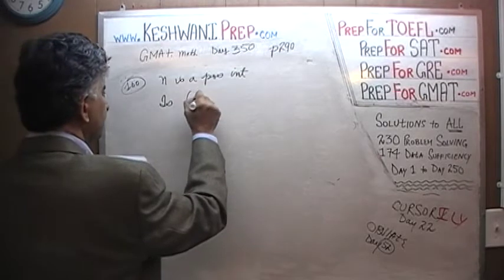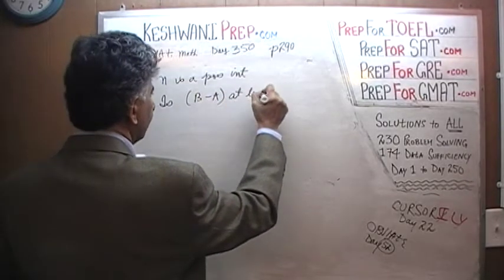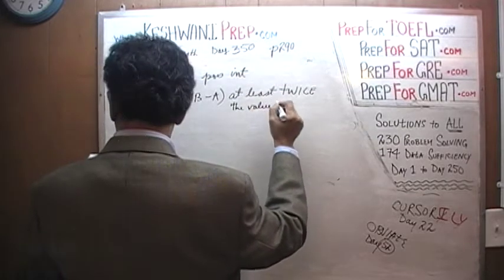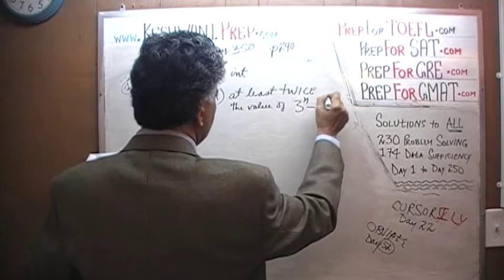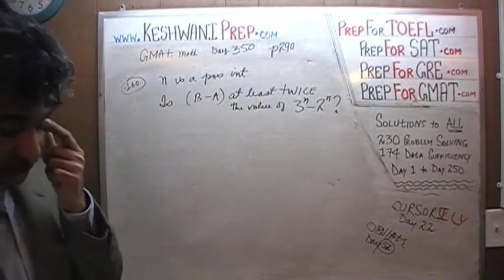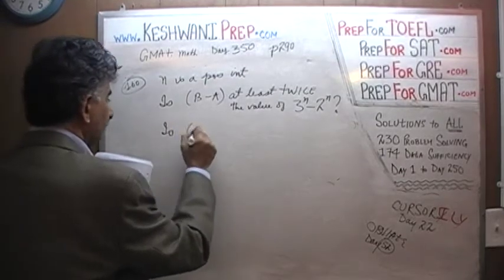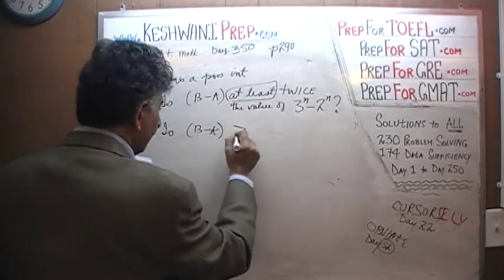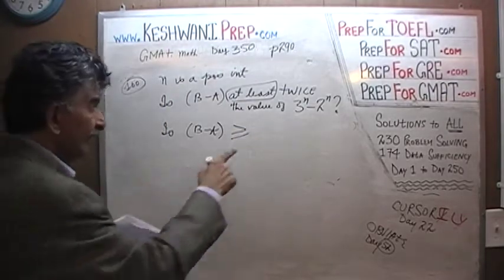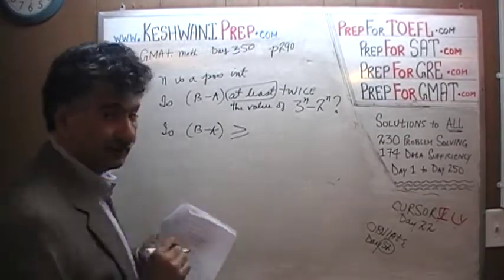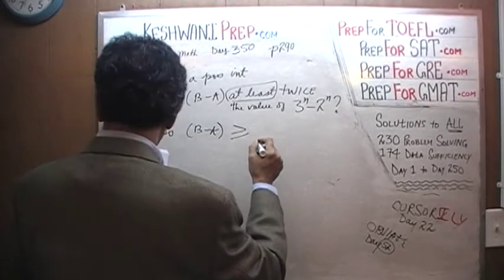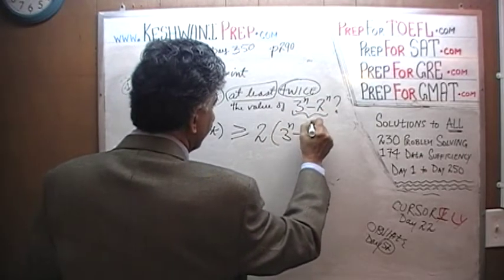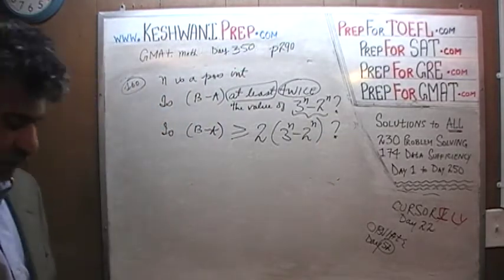Is b minus a at least twice the value of 3 raised to n minus 2 raised to n? In other words, what they're asking is, is b minus a at least twice as much? At least means it is either greater than or equal to. It is at minimum, at the very least, it is equal to this quantity or more than that. It doesn't say at most, at least. 2 times, twice the value of this quantity. That's what we're looking for. If we can somehow establish that, then we are home free.